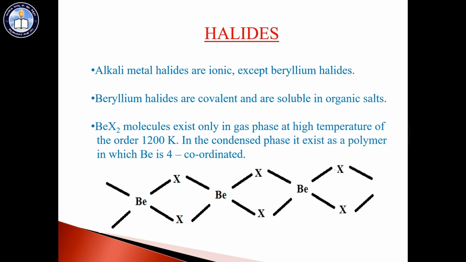Next characteristic is halides. Alkaline earth metal halides are ionic except beryllium halides. Beryllium halides are covalent and are soluble in organic solvents. BeX2 molecules exist only in gas phase at high temperature of the order 1200 kelvins. In the condensed phase, it exists as a polymer in which beryllium is 4 coordinated.